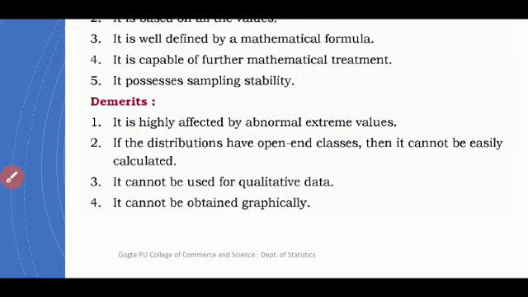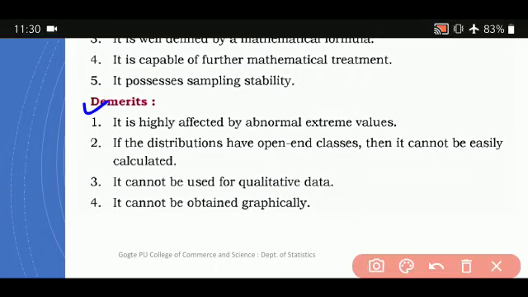Now we will see what are the negative points, the disadvantages, the demerits. First one, it is highly affected by abnormal extreme values. For example, if you have scored 95 in maths and then just 40 in Kannada, 95 is an extreme highest value and 40 is an extreme lowest value. So here the percentage will be hampered. That is the meaning of abnormal extreme values.